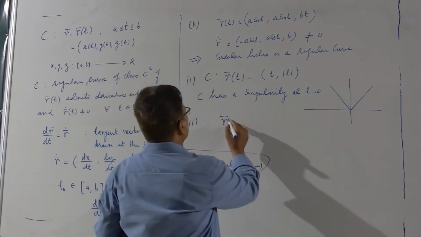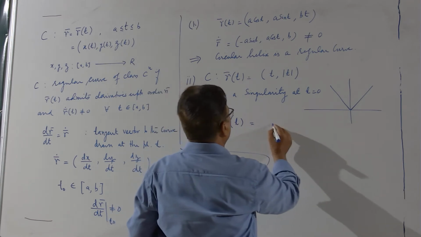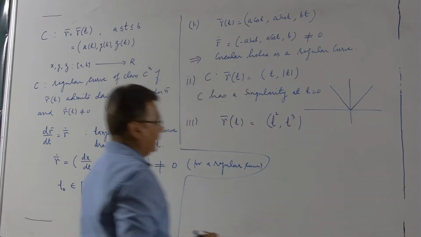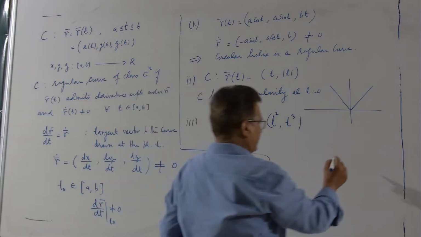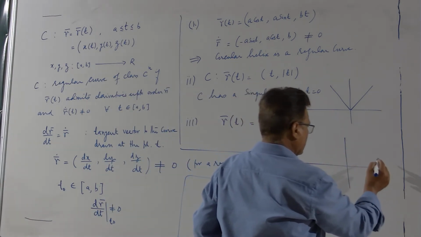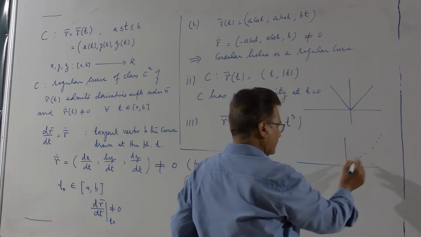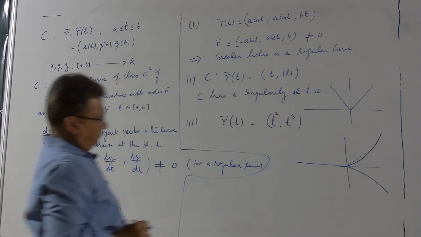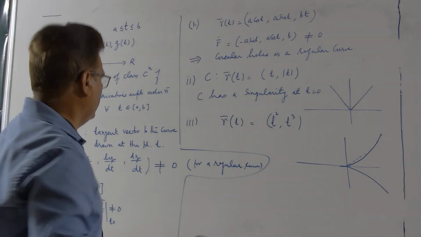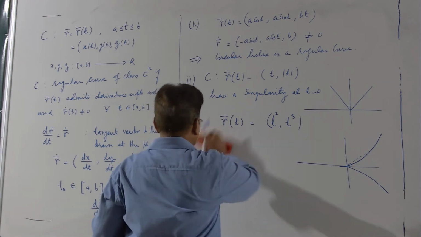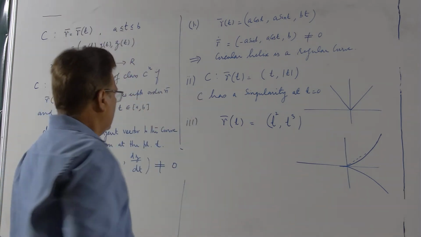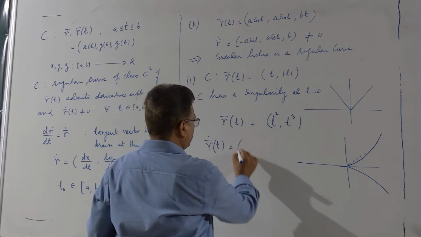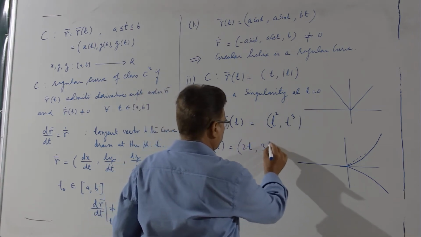The other curve is say r(t) equal to (t square, t cube). So this will look like a curve like this, and this has a singularity at t equal to 0. It is easy to check, and if you compute r dot at a point t, it will be (2t, 3t square).